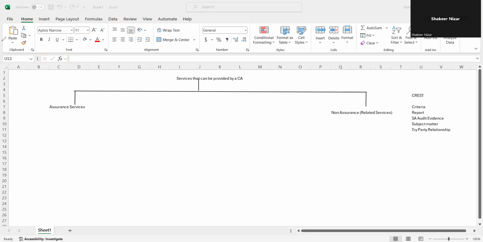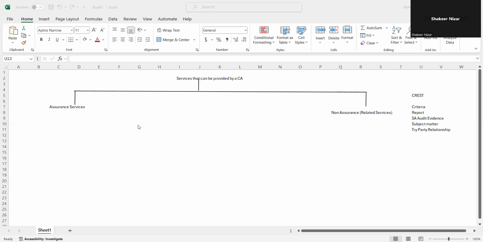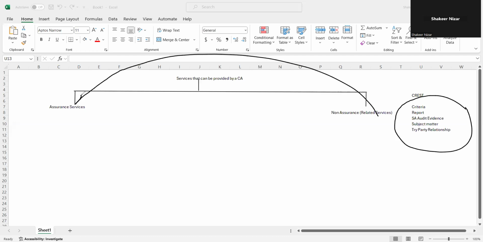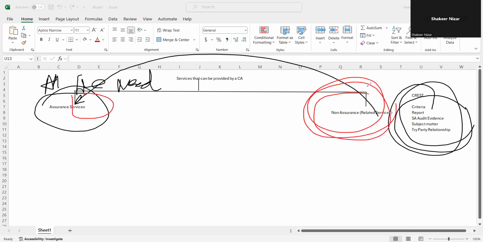So with that note, all five need to be fulfilled for it to be categorized under assurance services. If even one is missing, it is a non-assurance service. You have to remember, all five need to be satisfied. Not one, not two, all five. If one of them is not satisfied, it is categorized as non-assurance or related services. I think that is clear for you.